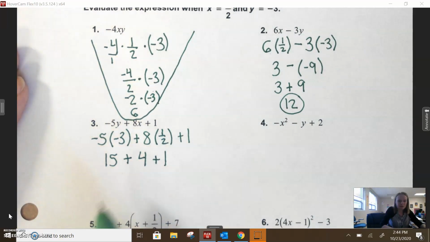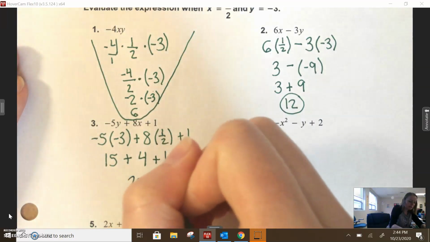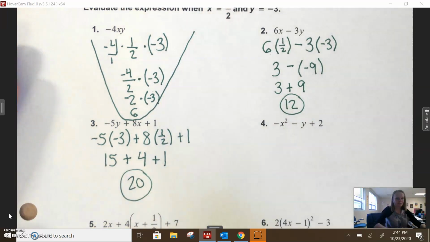This is pretty easy. We're just going to go from left to right. 15 plus 4, that's 19. 19 plus 1 gets me 20. So that's my final answer with number 3.